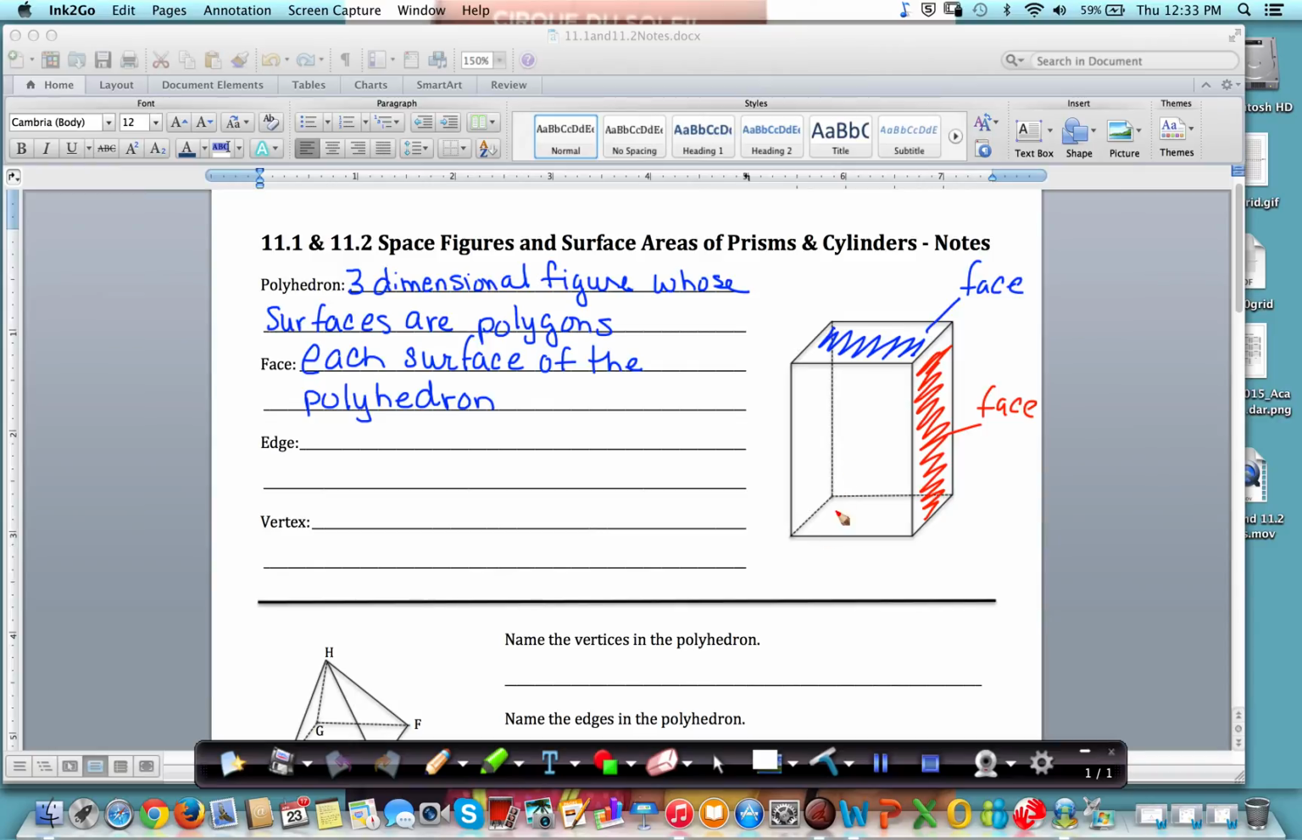And so in this particular figure, we have the top and the bottom. That's two faces. We have the front panel, and then we have the very back panel, and then we have the two side panels. So it has many different faces, okay?